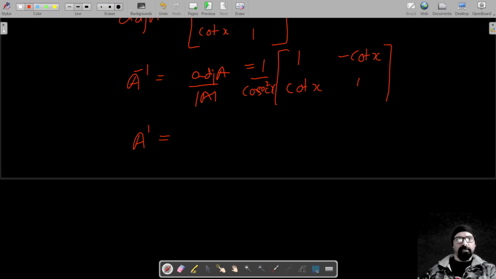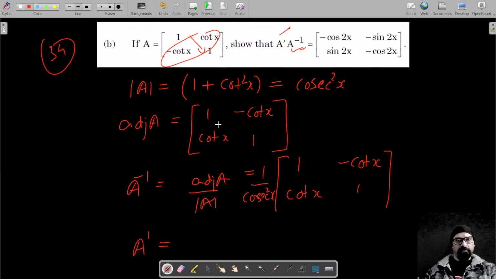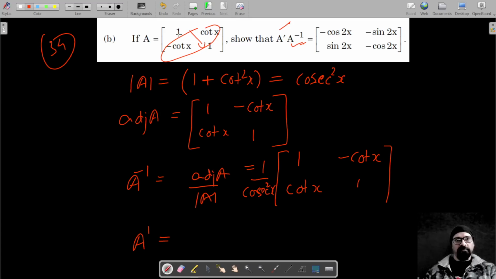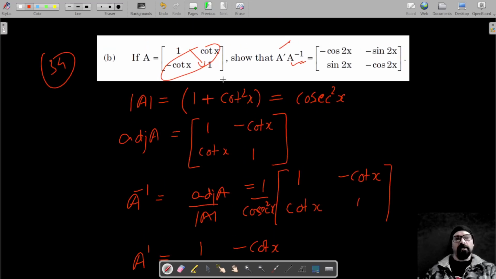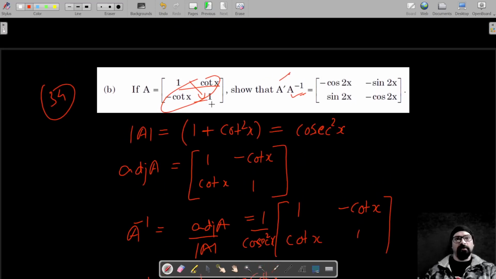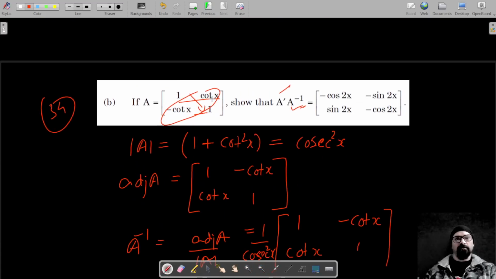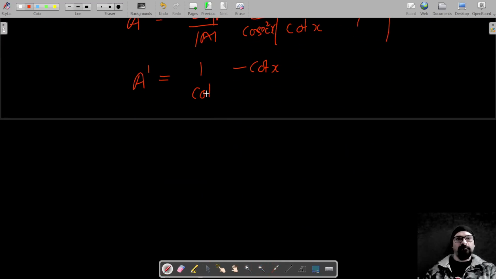Now let's find the transpose of A. The transpose of A is changing the rows into columns. So this is the matrix 1, cot x, minus cot x, 1, changing each row into a column. Okay, this is the transpose of A. So we have got A transpose, and now let's get the product of A transpose and A inverse.